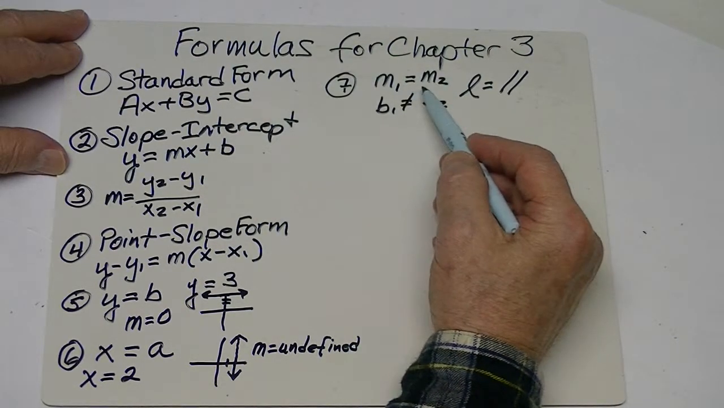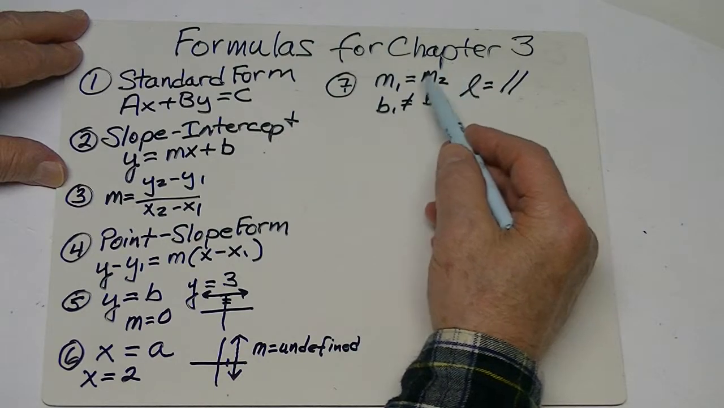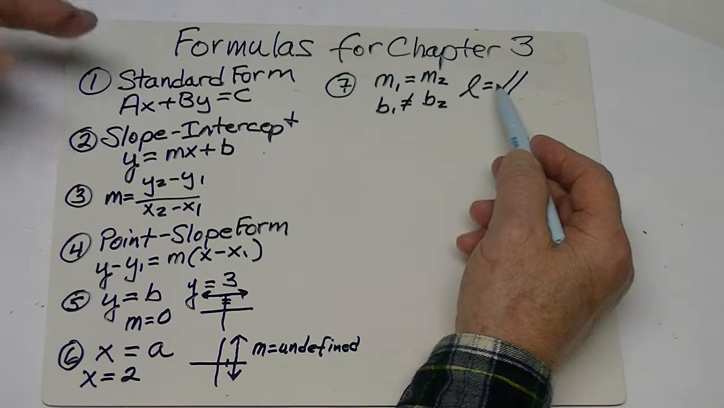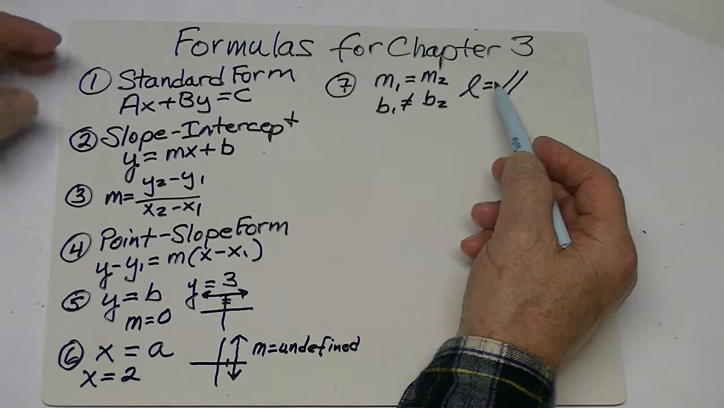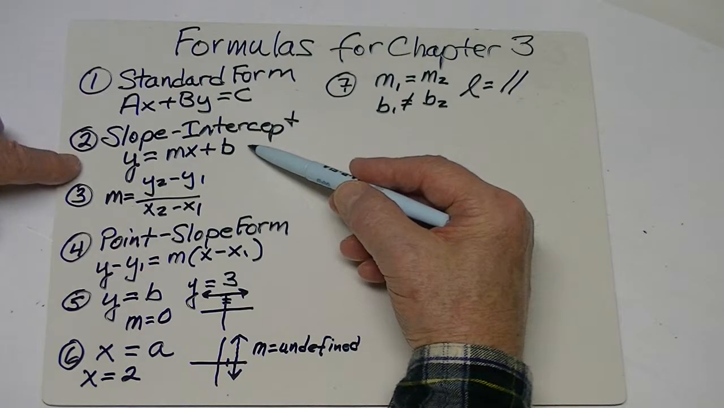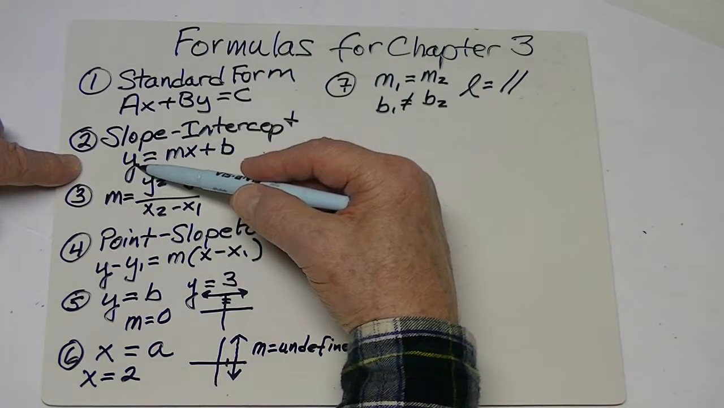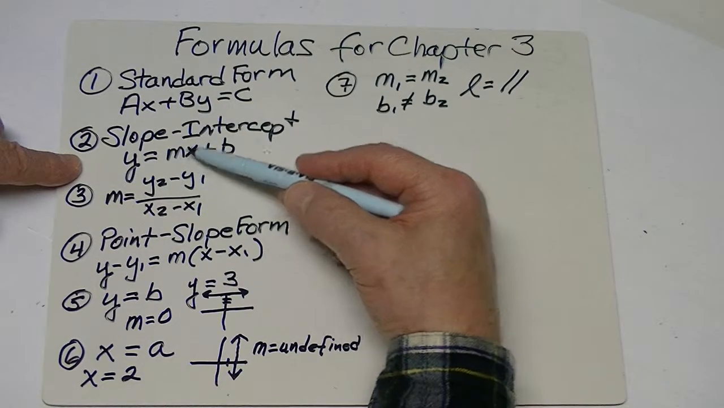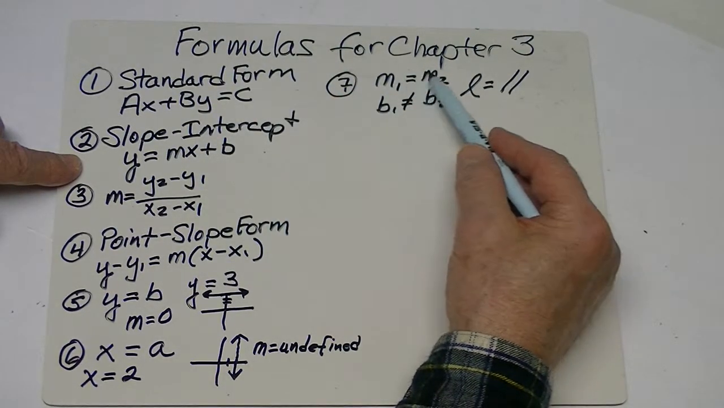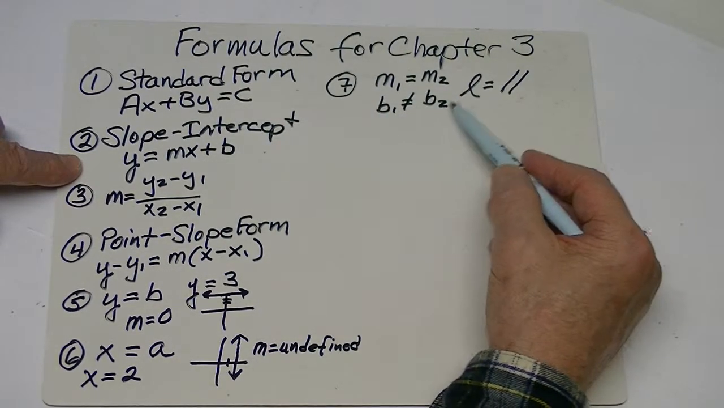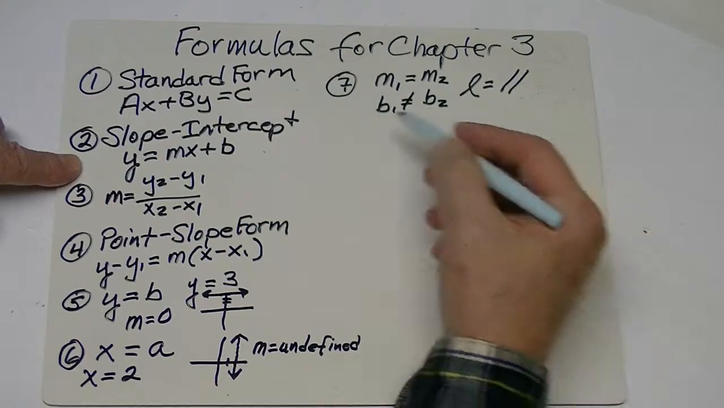So we'll be getting to this later in Chapter 3, where we're looking at lines, and you'll be asked, are they parallel, are they perpendicular, or neither? And what we do is we set them up in this form, slope-intercept, where we solve for the letter y, and we compare the m's. Here, if the m's are equal, but the y-intercepts do not equal, then the lines are parallel.